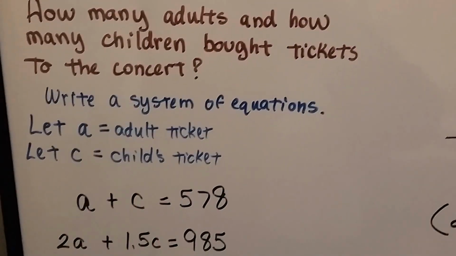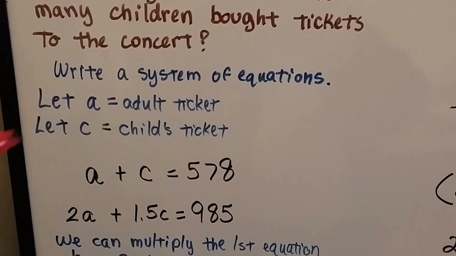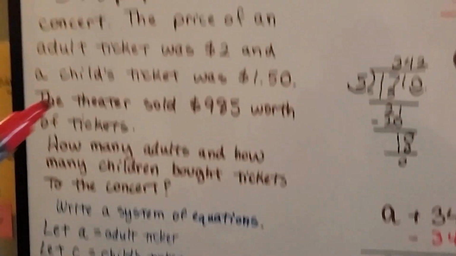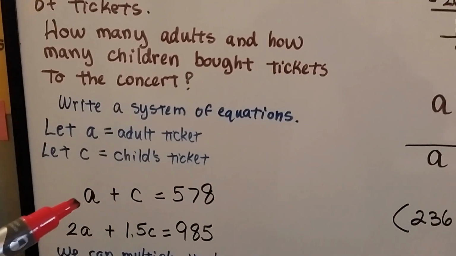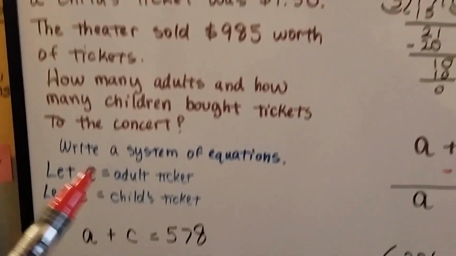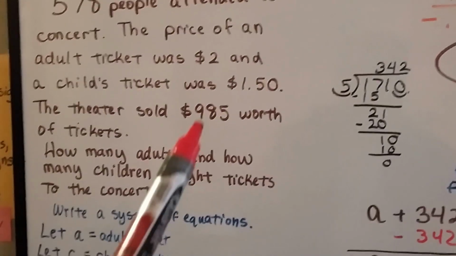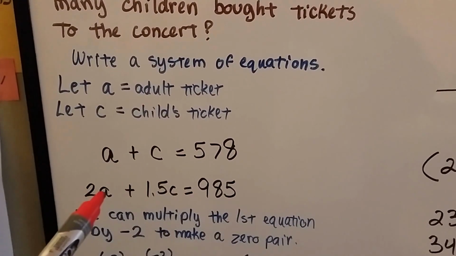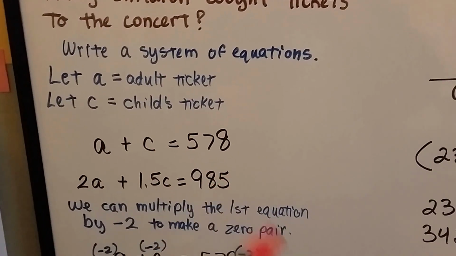So we can write a system of equations to solve this. We're going to let A equal an adult ticket and C equal the child's ticket. Well, it said that 578 people attended, so that's how many tickets they sold. So the adult tickets plus child tickets equals the 578. It also said that the adult price was $2 and the child's was $1.50, and that they made $985. So we know that $2 for the adult and $1.5 for the child equals $985.